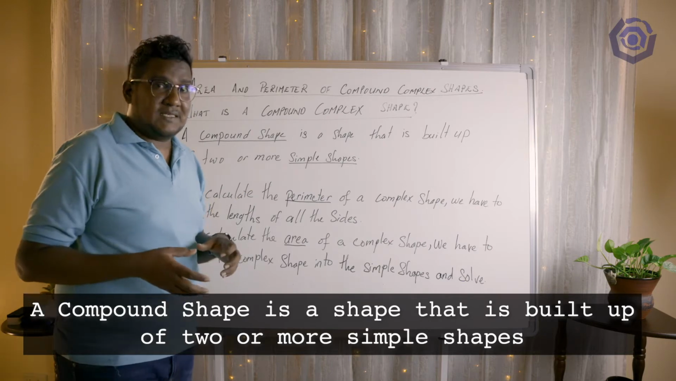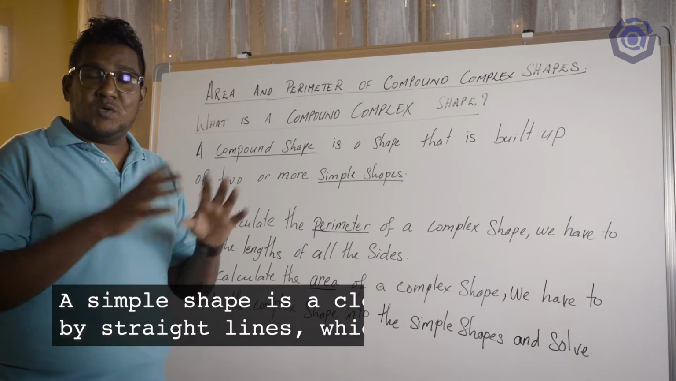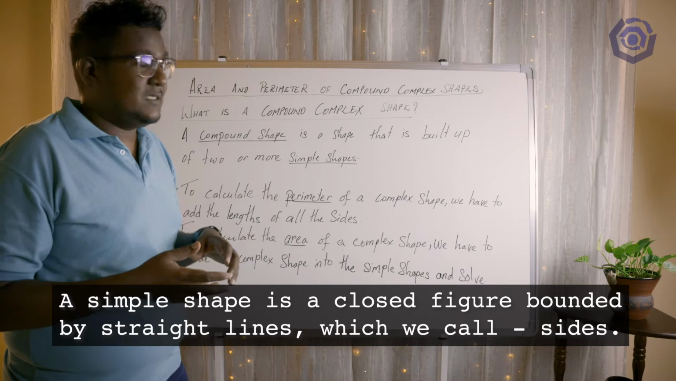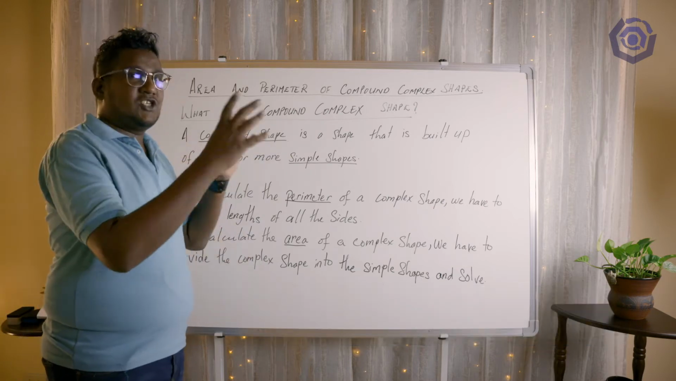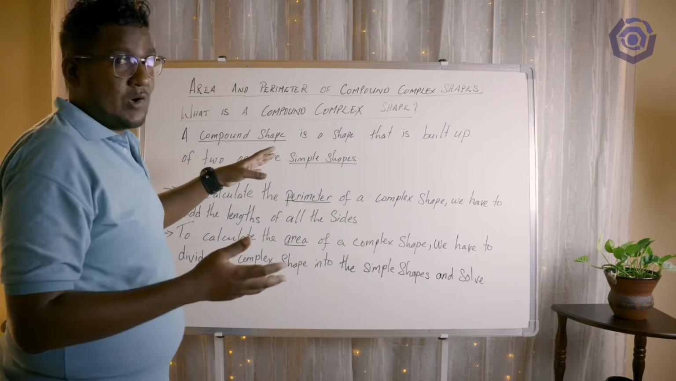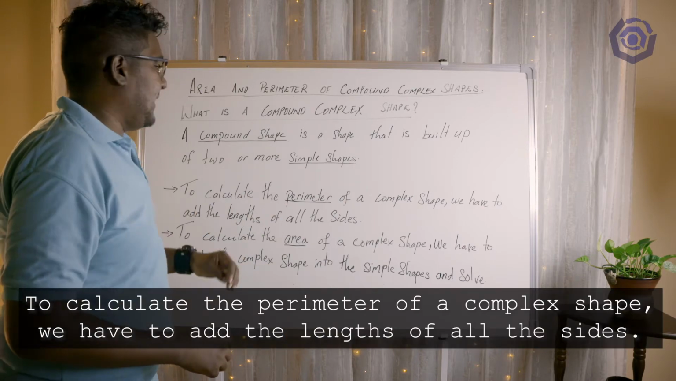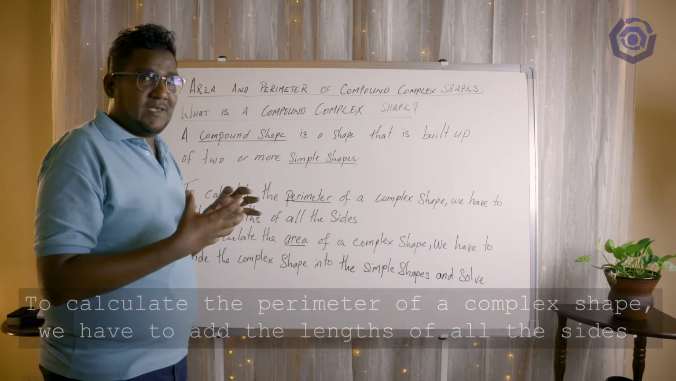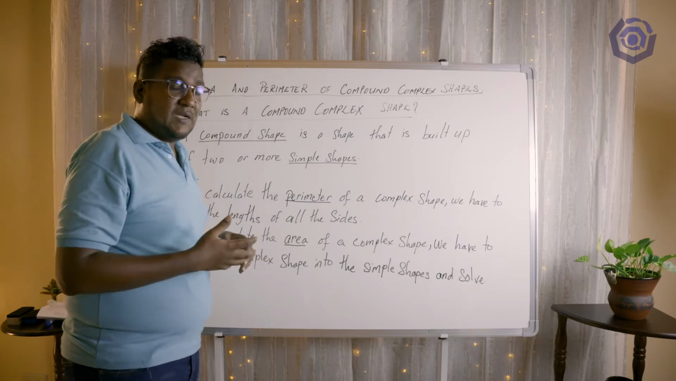In our previous lesson, we looked at simple shapes and we had a definition for simple shapes: a closed figure bounded by straight lines, which we call sides. So a compound complex shape is just a shape that's made up of simple shapes, two or more. To calculate the perimeter of a complex shape, we have to add the lengths of all the sides. Remember, there is more than one shape, so if you have shapes joined together, you would have multiple sides that you have to add to find the perimeter.